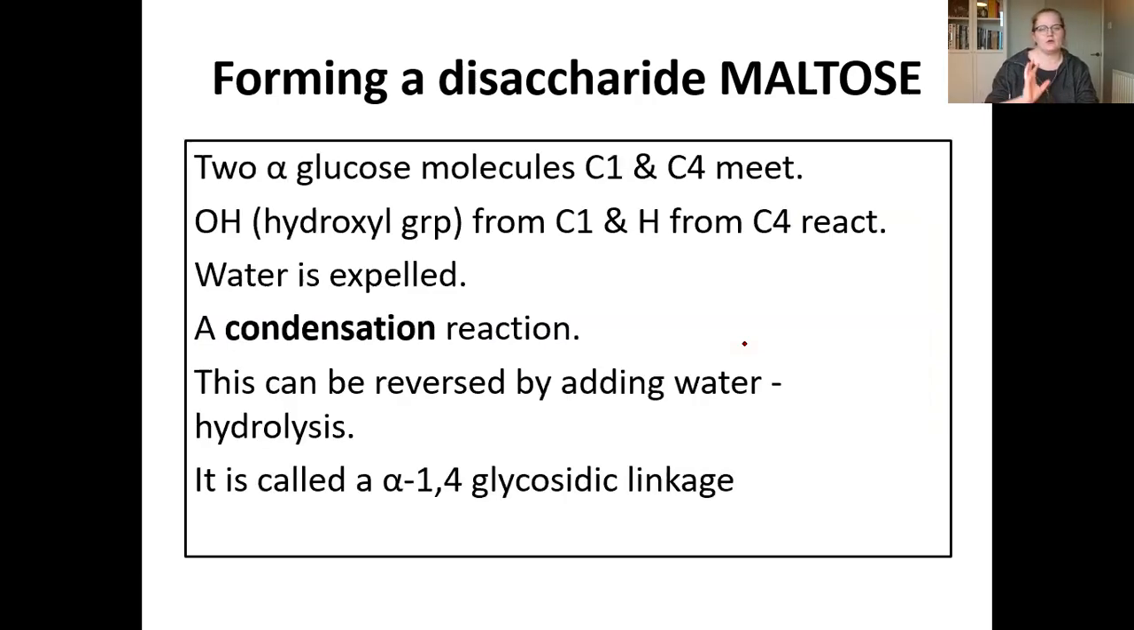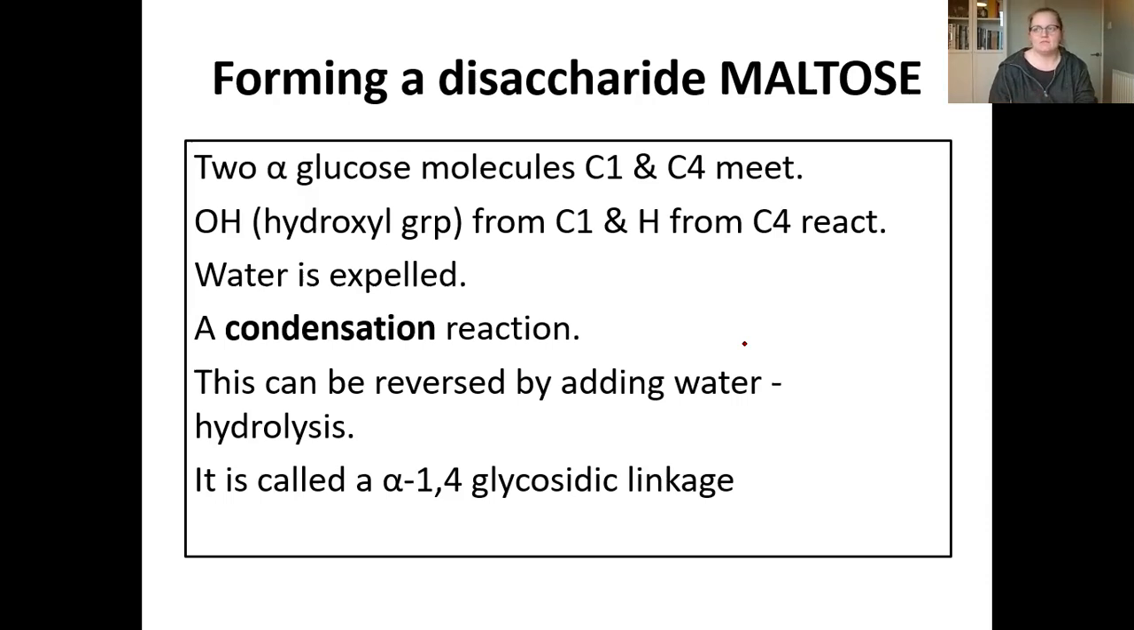So, quick summary of that again. When we're forming the disaccharide maltose, we use two alpha glucose molecules, and carbon 1 and carbon 4 meet. The hydroxyl group, the OH group from carbon 1, and the hydrogen from carbon 4 react together. Water is expelled, so we remove the water, and we get this condensation reaction.